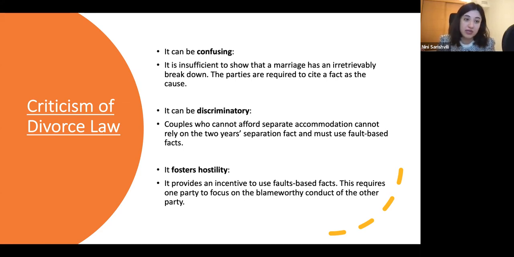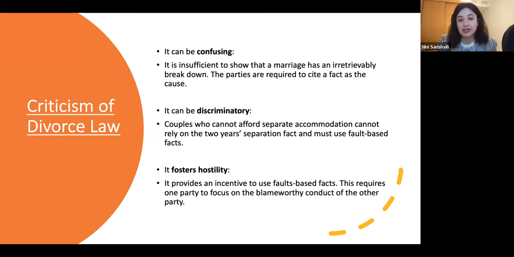Secondly, it can be discriminatory. Couples who cannot afford separate accommodation cannot rely on the 2-year separation ground. There are some couples who just cannot afford to live separately. So even if they wanted to get a divorce on the grounds of 2-year separation, they haven't been together, but they are living together because they don't have any other option. They may not get a divorce under current law.